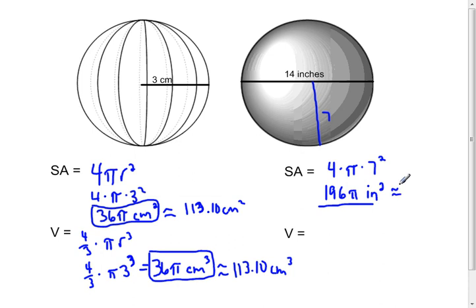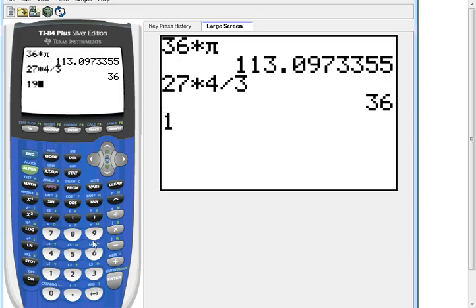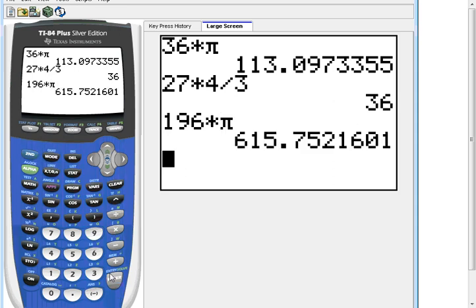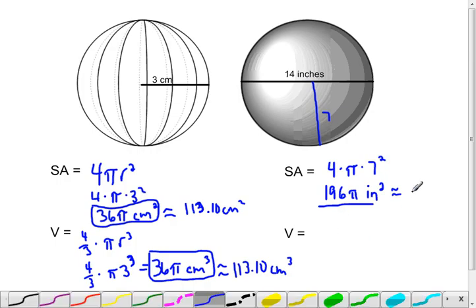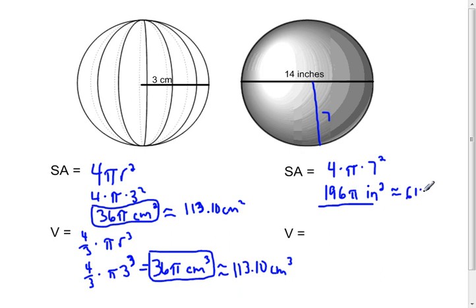And so this is going to be our exact answer. It's approximately equal to, let's see, 196 times pi. And we get 615.75. So 615.75 inches squared. Okay, so that's our surface area.